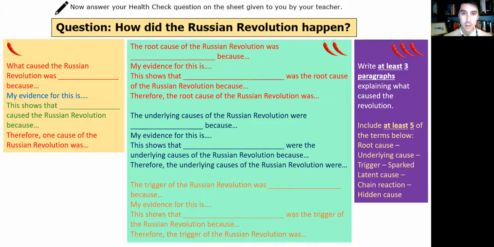A warning there as well. I will be marking these pieces of work with that model paragraph in front of me, and I'll know if you've copied it from the model paragraph because I wrote it. Anyway, at the top end, if you're aiming for a sophisticated piece of work, use the purple box.